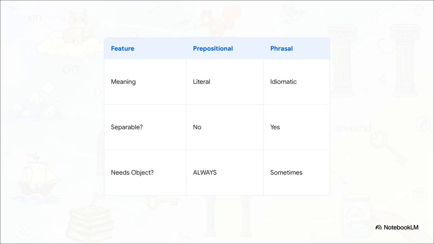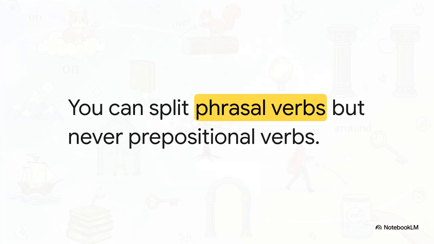Phrasal verbs, they're much more flexible. They're mostly separable, meaning you can put an object right in the middle of them. Furthermore, some phrasal verbs don't even need an object at all, like when you say, the kid is growing up. Let's make this totally concrete with an example of separability. Because cut down is a phrasal verb, you have choices. You can say, the people requested to cut down the prices, or you can split the verb apart and say, cut the prices down. Both are perfectly fine.